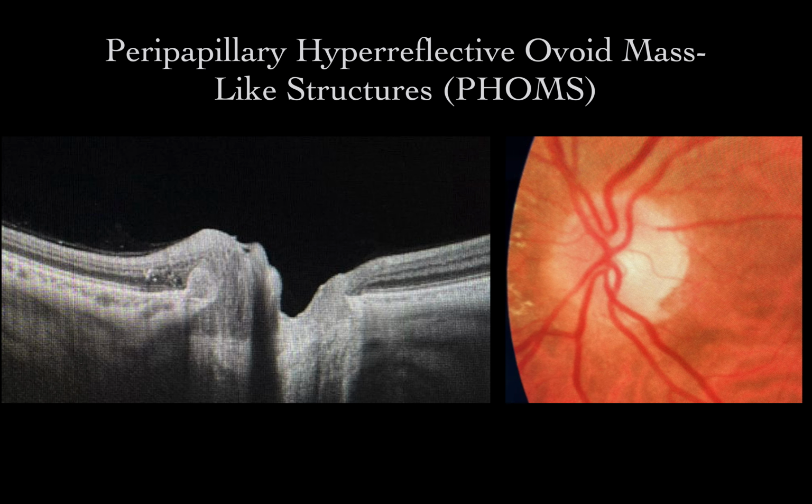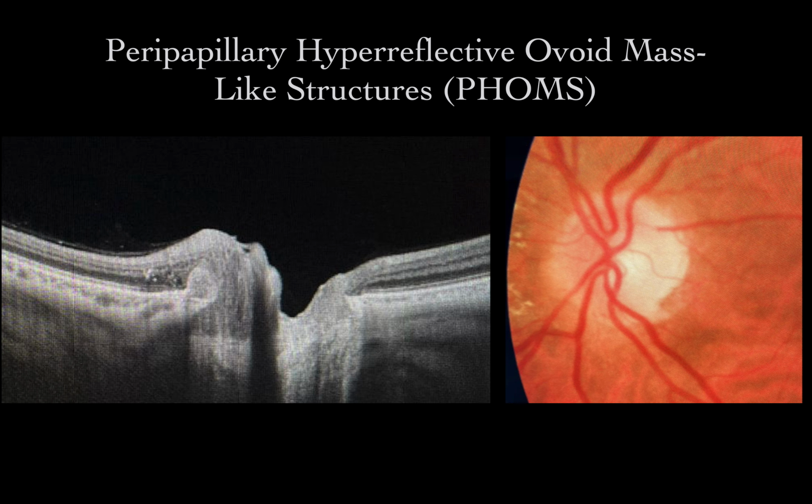PHOMS, or peripapillary hyperreflective ovoid mass-like structures, are homogeneous, rounded structures around the optic nerve. In the past, they were found to be a subtype of optic disc drusen. However, they should not be diagnosed as optic disc drusen anymore.